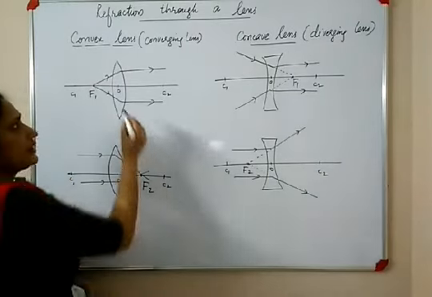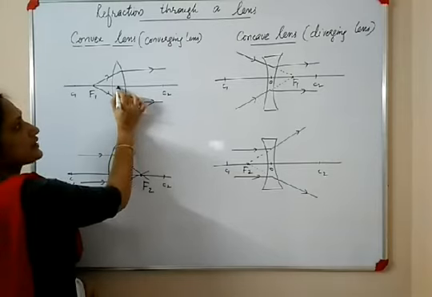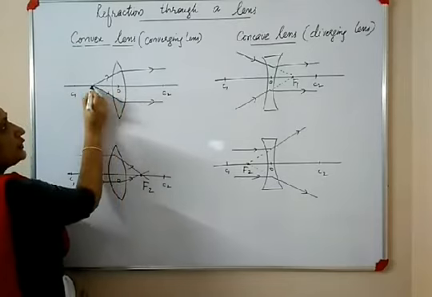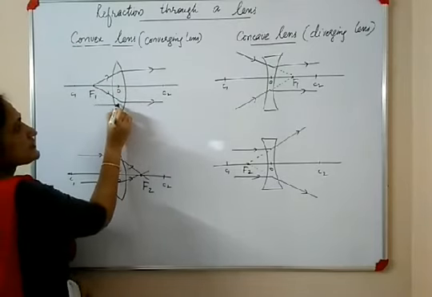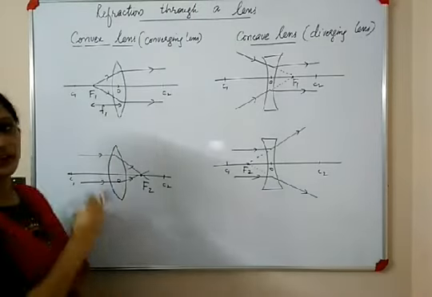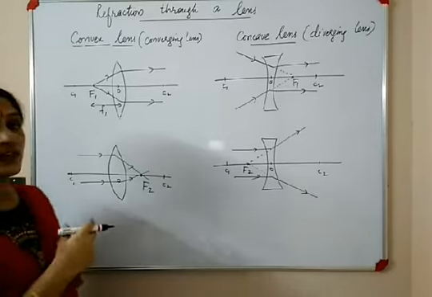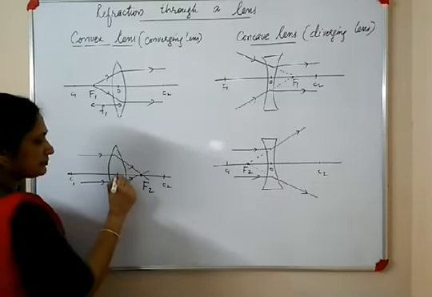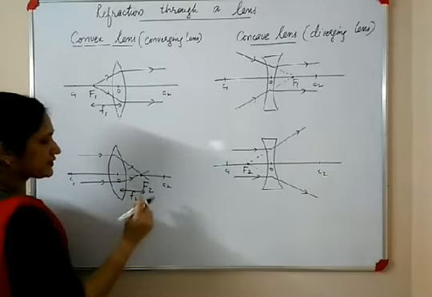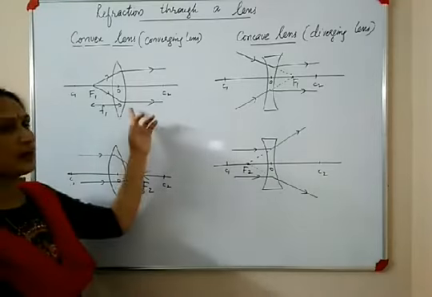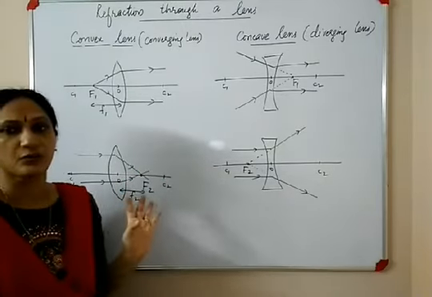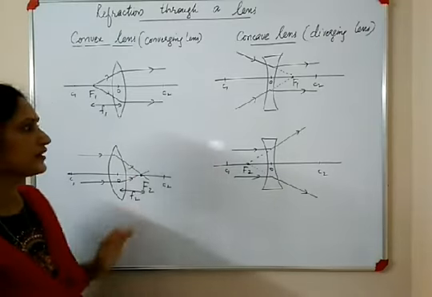It is very simple. The distance from the optical center to the first principal focus is known as the first focal length, and the symbol is small letter f1. Then the second focal length means the distance from the optical center to the second principal focus. This distance is known as f2. Since we are discussing an equiconvex lens, f1 and f2 are equal.